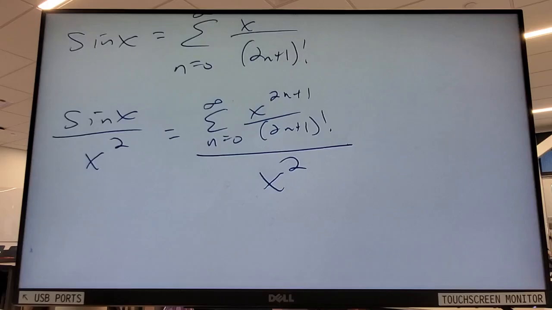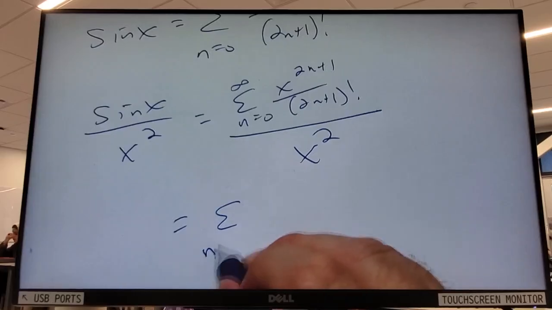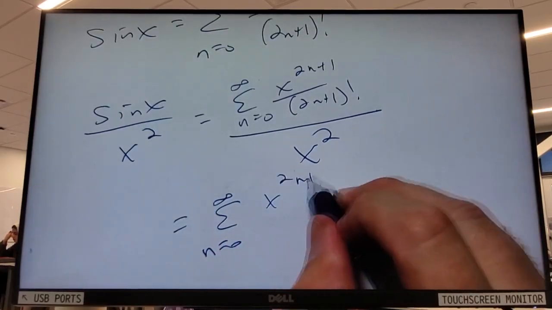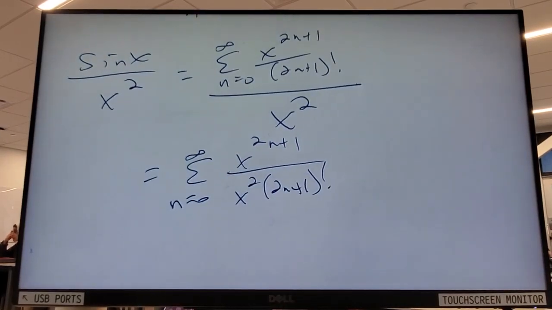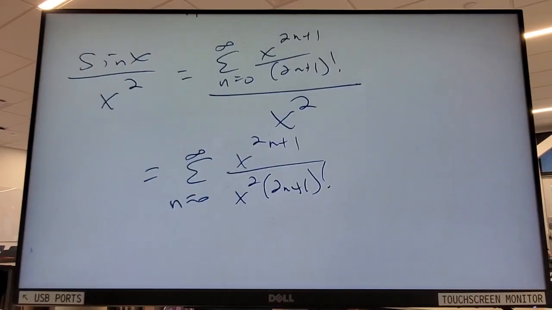Let me do it like this. Ready? What do I do with the powers when I divide like bases? How many x's are on the top? 2n plus 1. How many am I going to subtract off? 2. So it's 2n plus 1 minus 2, which is 2n minus 1. Cool. I heard you too, sir. You're good.